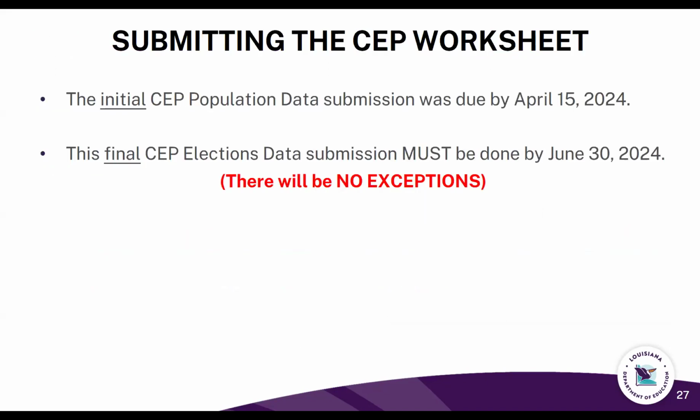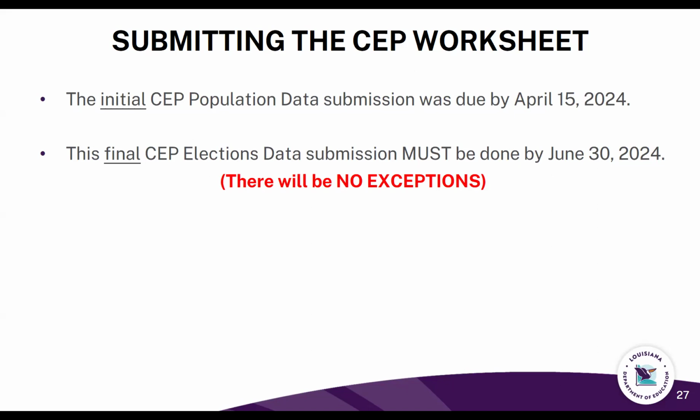All right. So the initial CEP population data submission was due by April 15th, 2023. The final CEP elections data submission must be done by June 30th, 2024. Please note that June 30th is a Sunday, so we highly encourage you to submit before June 30th. You will not be able to submit on the following Monday, July 1st. There will be no exceptions to the June 30th deadline.